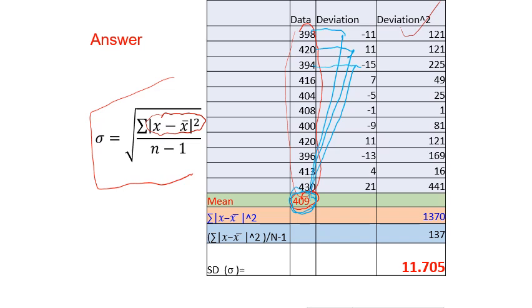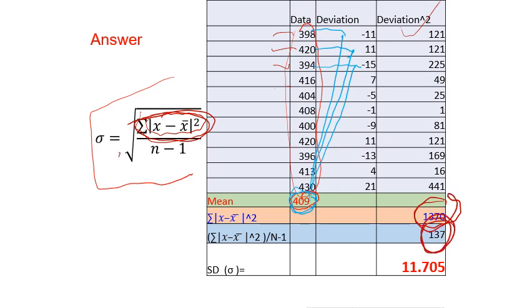Then after that, we will find their total. The total is equal to 1370, the summation, as you see. Then we divide it by n minus 1. Remember, n is the number of data. We are having 11 data: 1, 2, 3, 4, they are 11 data. So 11 minus 1 equals 10. So we divide the total over 10, which equals 137.